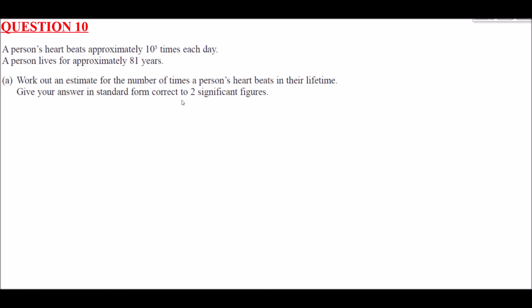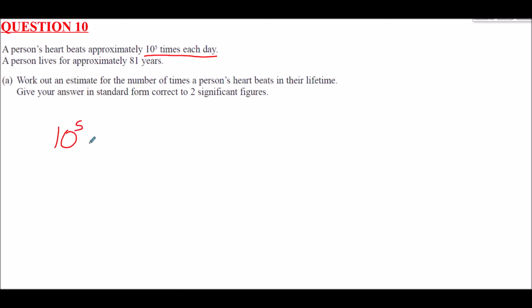So what we need to do here is to realise that these figures have already been rounded. It says approximately here and approximately there too. So it's an estimate, you don't need to round them again. All we need to do is take these numbers and apply them appropriately. So 10 to the 5 times each day. So that's 10 to the 5 for one day.